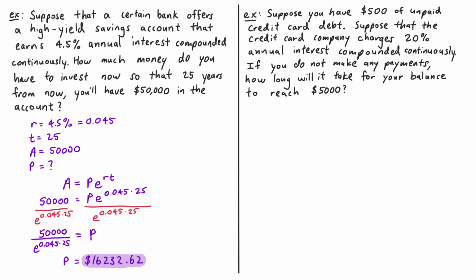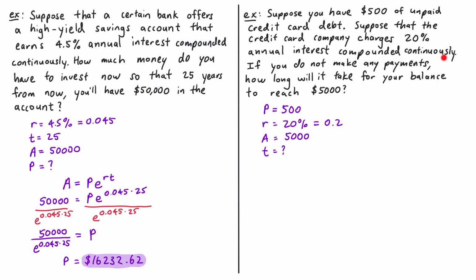First, let's write down our given information. We know that the initial amount that we owe is $500, so our principal P is 500. The credit card company charges 20% annual interest, so our annual interest rate R is 20%, or in terms of a decimal, this is 0.2. We're interested in how long it takes for our balance to reach $5,000. So in this problem, our A is going to be 5,000. What we want to figure out in this problem is the amount of time it takes. So t is going to be our unknown quantity.